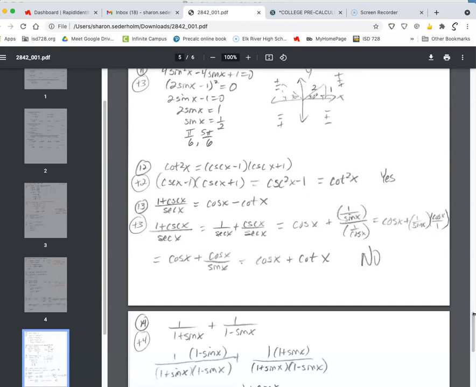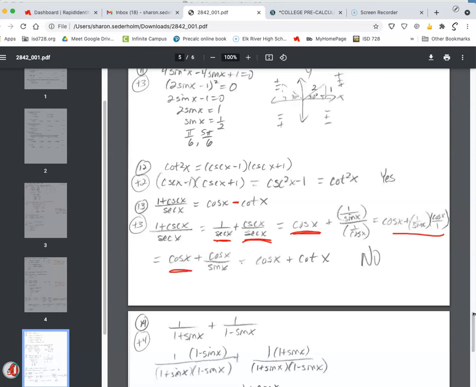So we have 1 plus cosecant x over secant. Does that equal cosine of x plus cotangent of x? Oh, nope, on this version of the test it was a minus cotangent of x. So I started with the left-hand side, and I separated this into 1 over secant of x plus cosecant over secant of x. And that's cosine of x, and then I went with the sine and the cosine in order to see what was going on as far as cosecant divided by secant, and that meant multiplying by the reciprocal.